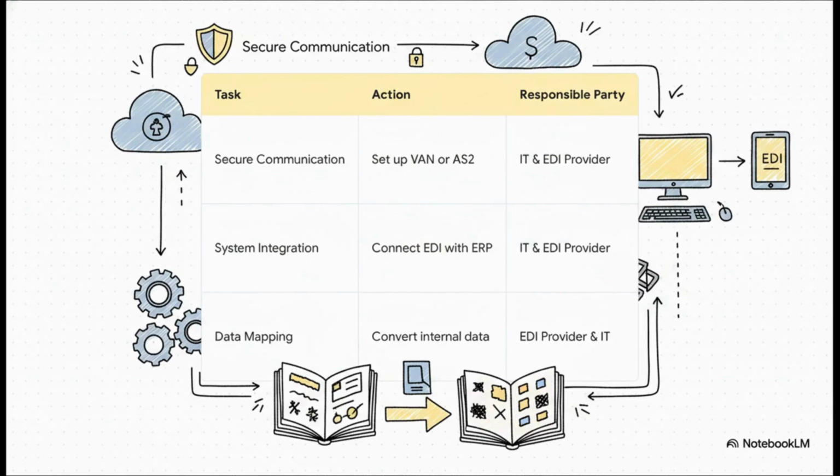This is where the real nuts and bolts work happens. Your team and your EDI provider will work together to set up the secure networks, connect everything to your ERP system, and then, the most critical part, they'll do the data mapping. Just think of mapping as creating a perfect translation dictionary, one that turns your internal data into the exact format your partners need to see.